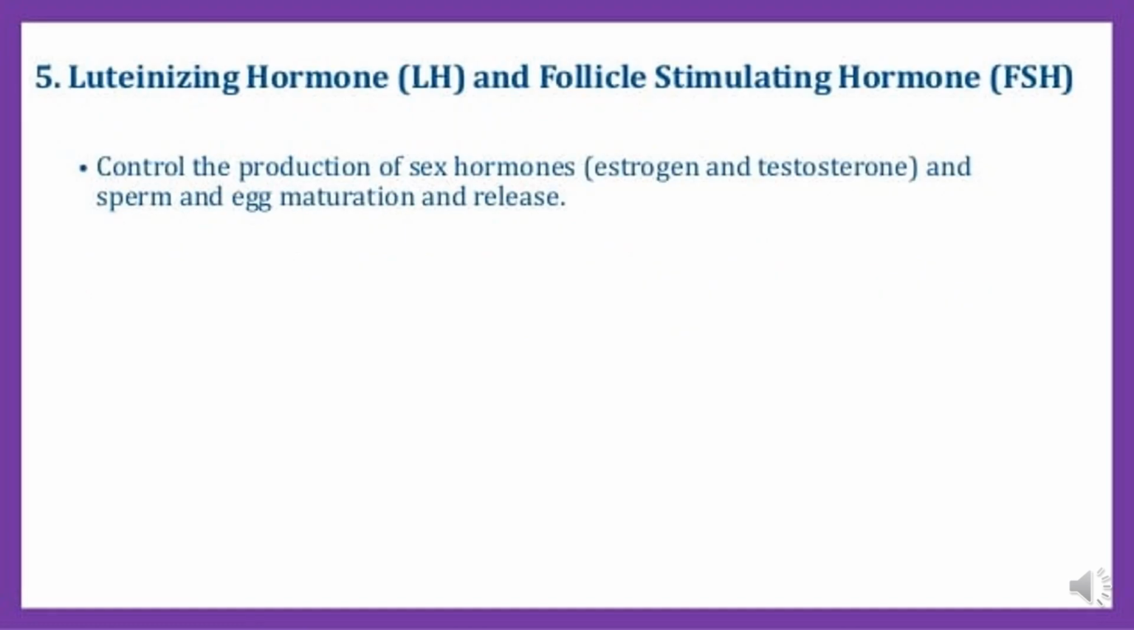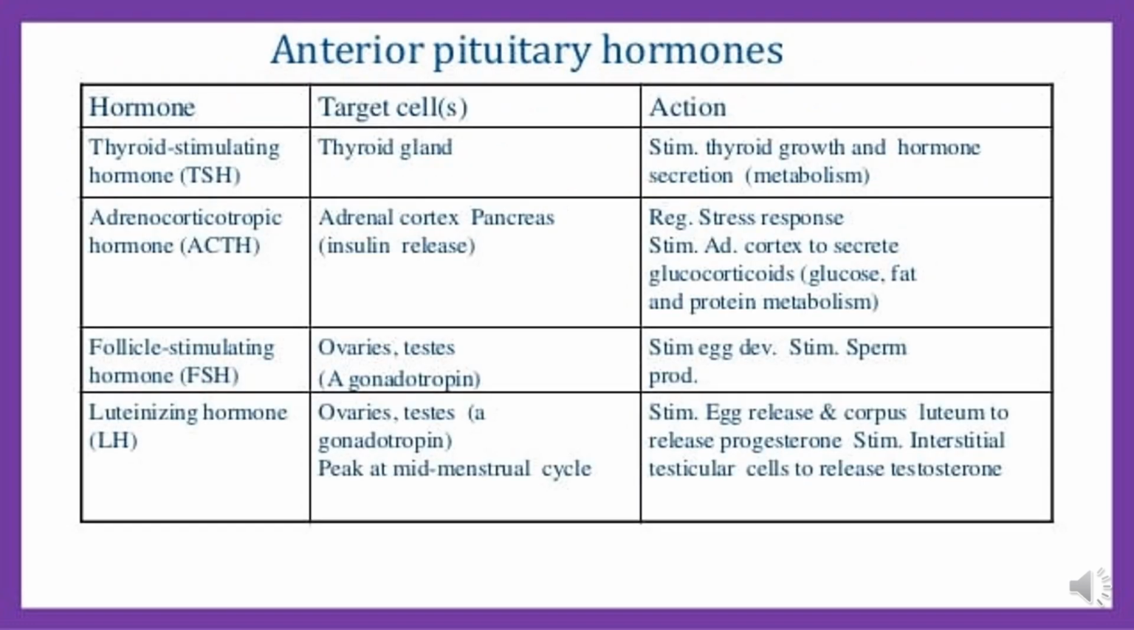Luteinizing hormone and follicle stimulating hormone control the production of sex hormones and sperm and egg maturation and release. So the anterior pituitary hormones are TSH, ACTH, FSH and LH. The target cells are the thyroid gland, adrenal cortex, ovaries and testes. The action is on the thyroid hormones, then the regulation of the adrenal cortex, egg development, sperm production, egg release and corpus luteum formation.